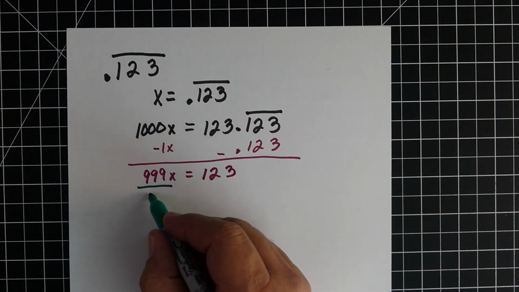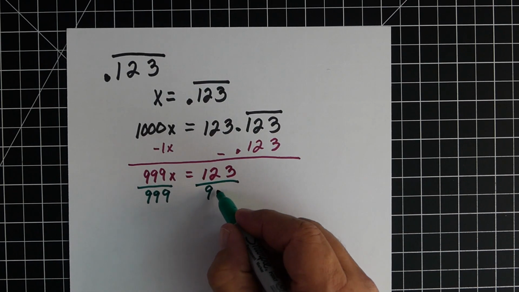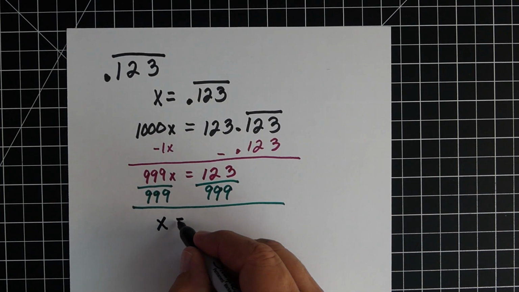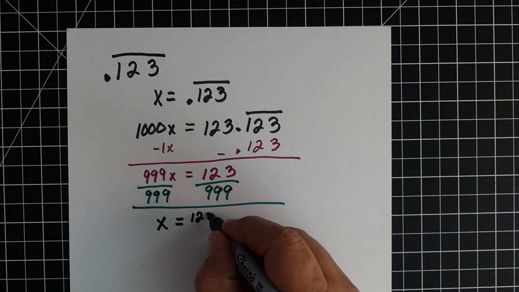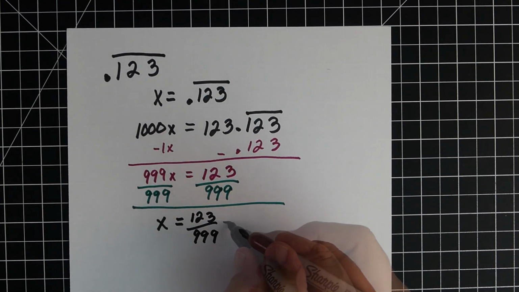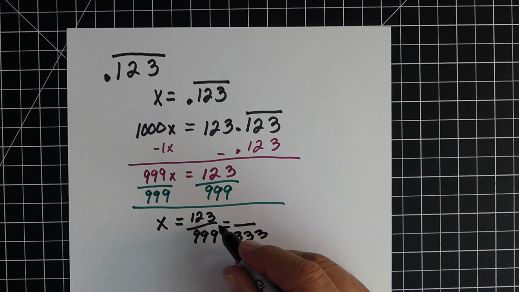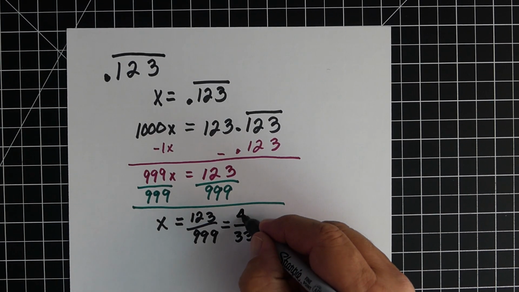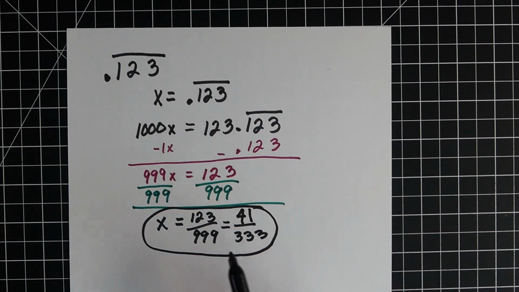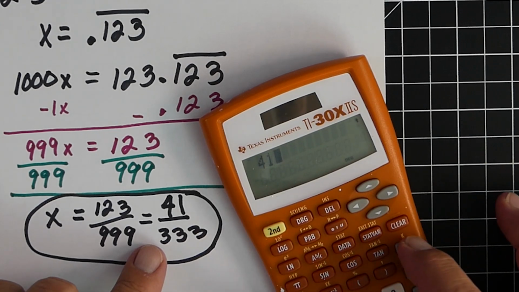Within, because those two cancel each other out. So now what we're going to do is divide by 999. On the left side, they just cancel out and we're left with x. On the right side, we have the fraction 123/999ths. Now it does simplify down to 41 over 333. So the fraction for 0.123 repeating is 41 over 333.